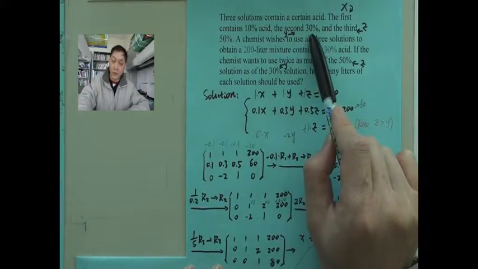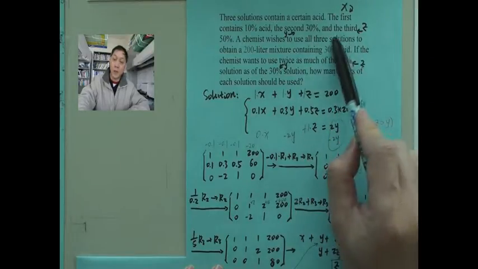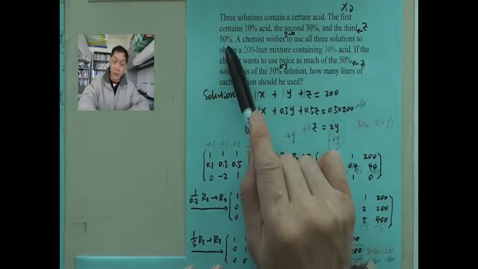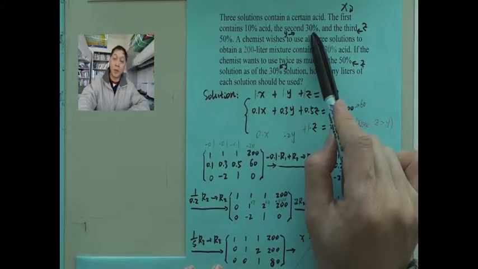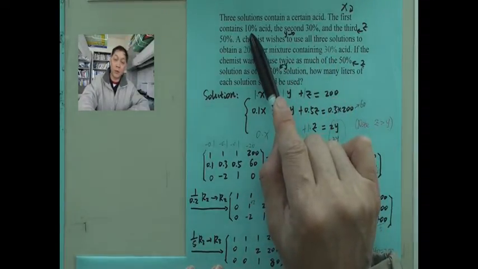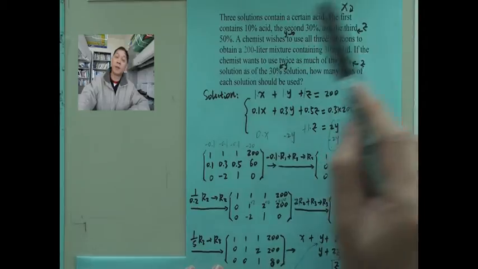The second one contains 30%, and the third one contains 50%. Means half of them are acid. Okay? This means only 30% of the amount is acid, and the first one tells us that only 10% of the solution is acid.